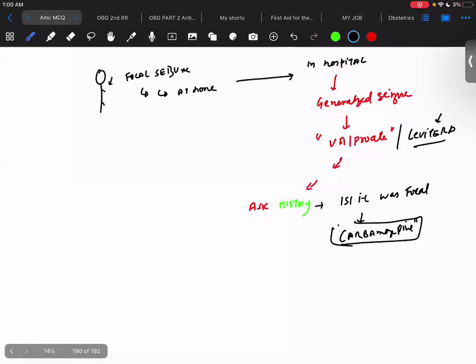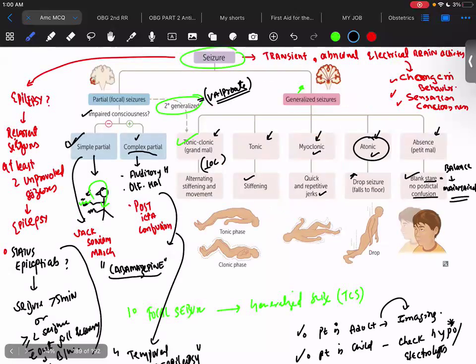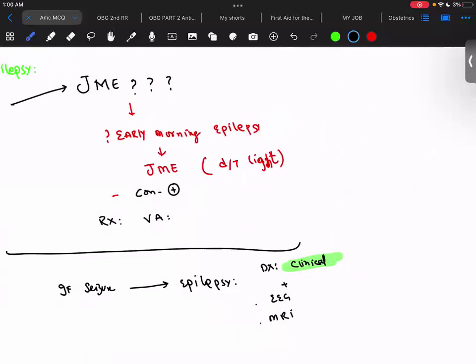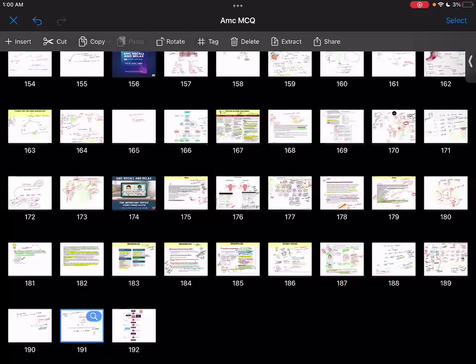When we're talking about each part of the seizures, we discussed the different types. Now we talked about juvenile myoclonic epilepsy, which is basically myoclonic. If a patient's first episode was a myoclonic seizure, this can be converted into juvenile myoclonic epilepsy, which can be triggered by none other than light, the morning light.